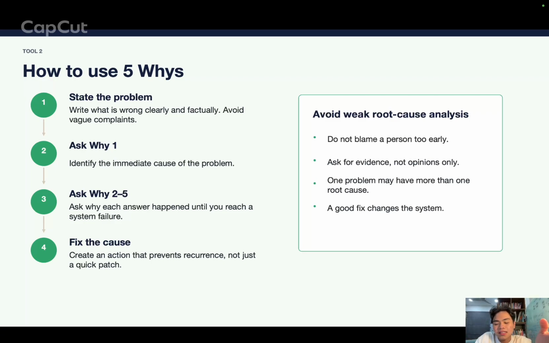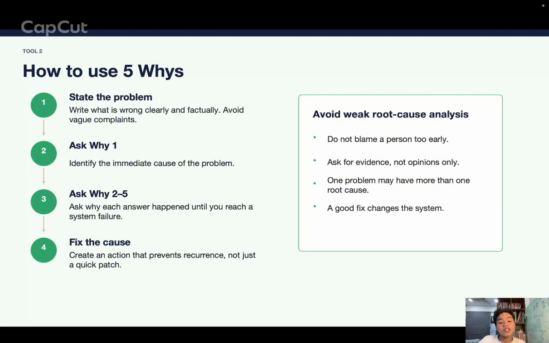Why did the testing take longer? Maybe there were unexpected defects. Why are there so many defects? Perhaps the requirements changed during the development, so we continue to ask questions like that to find a deeper system or process failure. Then step 4 is to fix the cause.